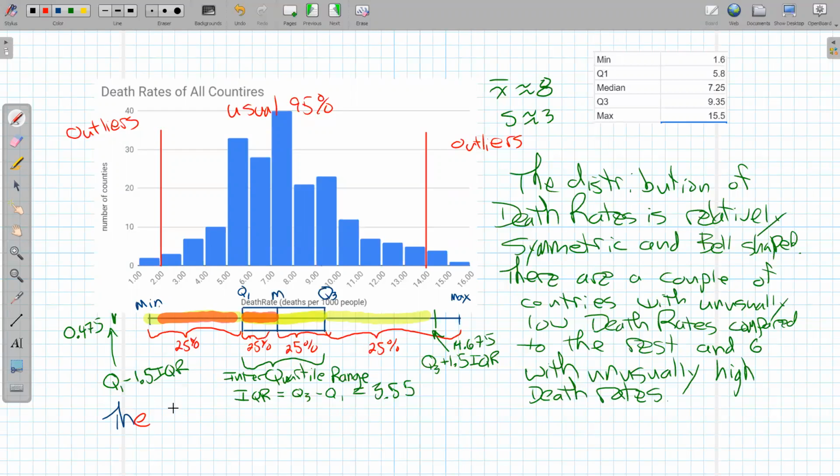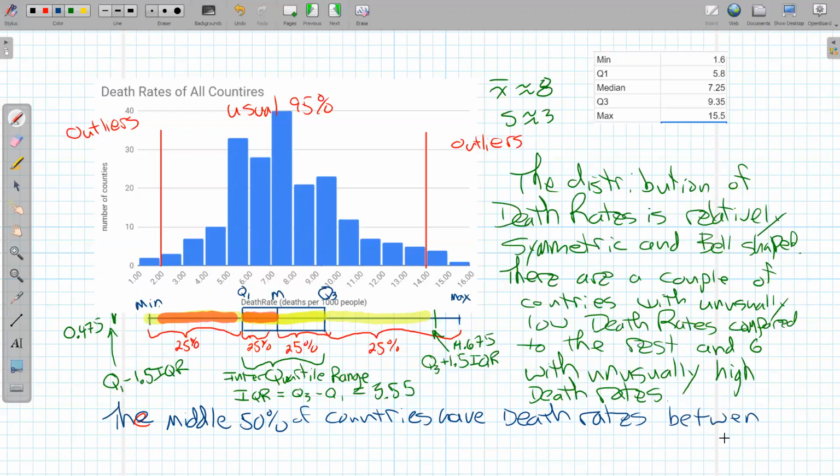The middle 50% of countries, right, so I'm talking about the box, have death rates between, let's see, 5.8 and 9.35.